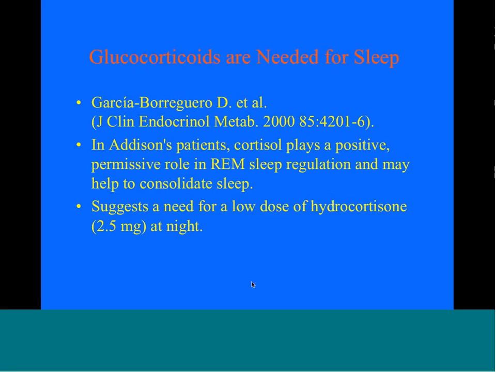In 2000, right when I finished at the NIH, we published a paper looking at the role of cortisol in sleep regulation. We studied Addison's patients, and we found that they need cortisol to go into REM sleep, and it may help to consolidate sleep. I think most patients with adrenal insufficiency need a little bit of hydrocortisone before they go to bed, about 2.5 milligrams, and I am now recommending this in all my patients. This also helps lower the ACTH overnight a little bit and doesn't keep you awake, and is usually a good option.